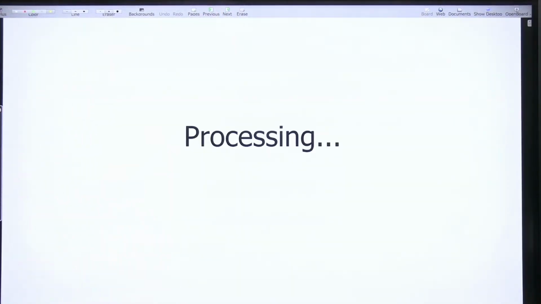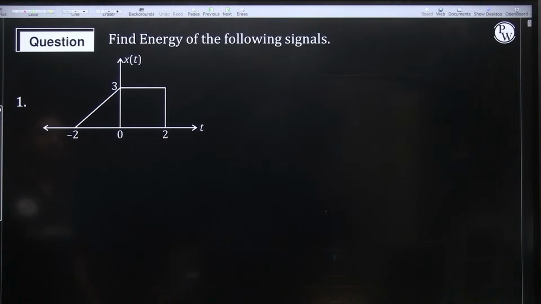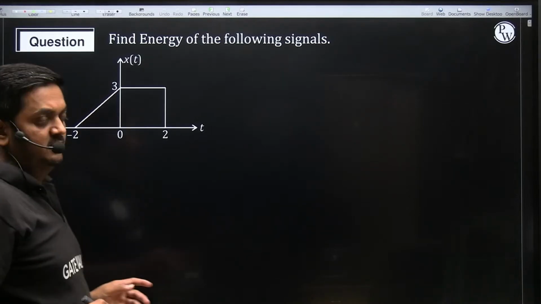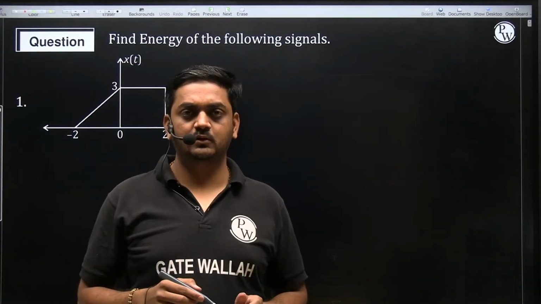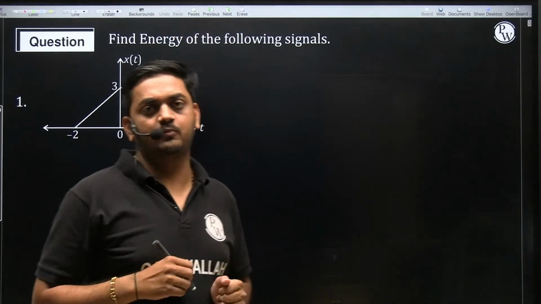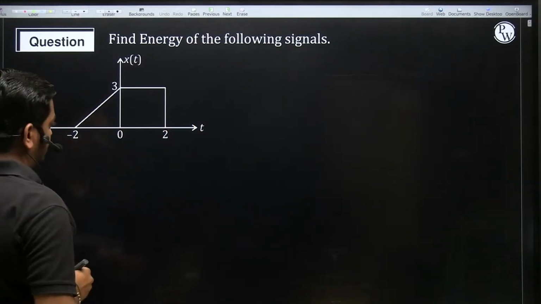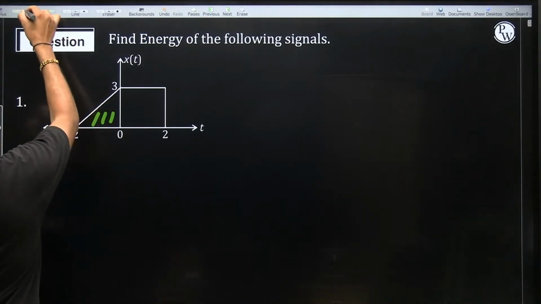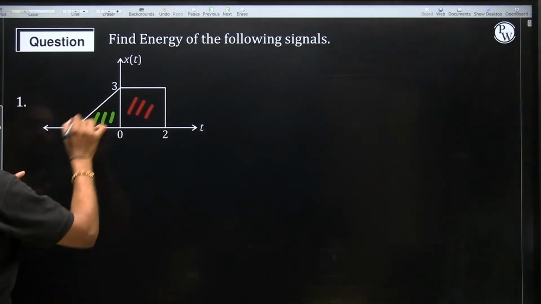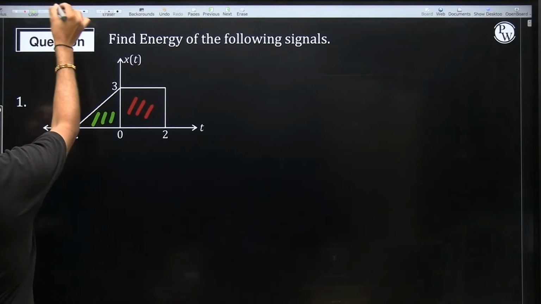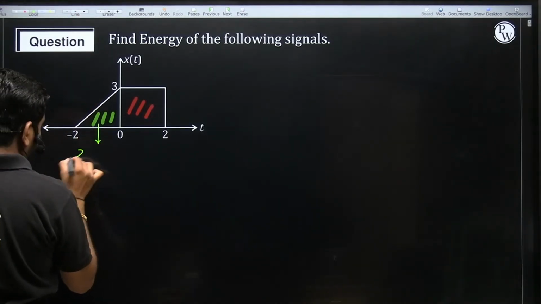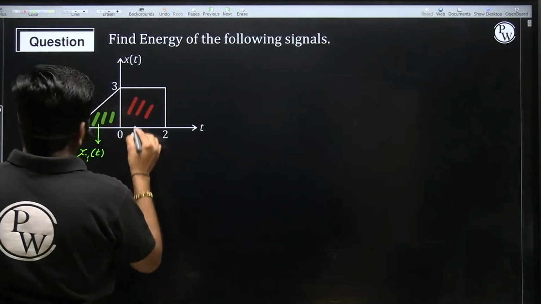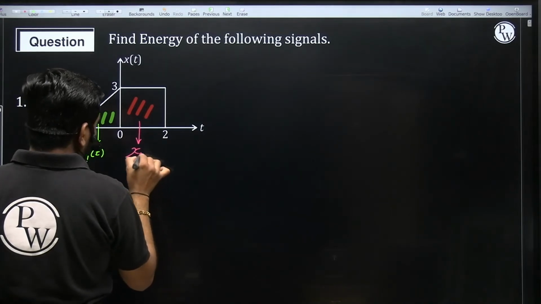Now let us solve this question. Find the energy of the following signals. You have to split this signal in such a way that the addition of those signals will be x of t. Split this signal into the minimum number of signals. Let us consider this triangle and this rectangle pulse. First, the triangle is x1 of t, and this rectangle is x2 of t.